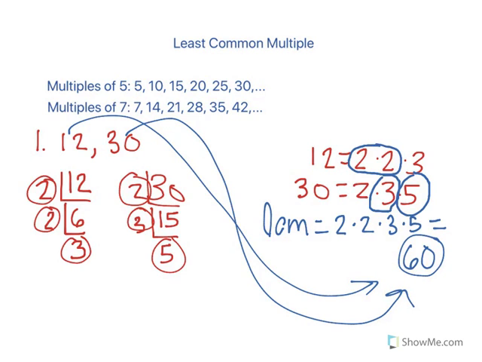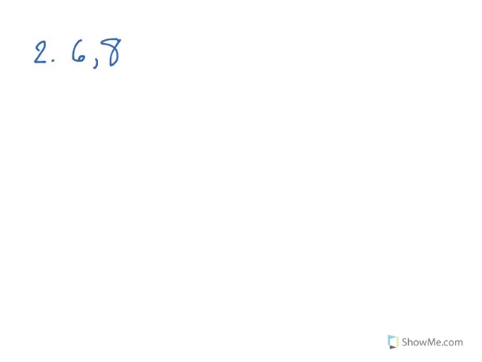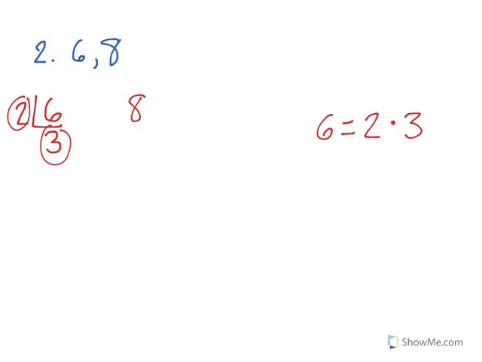All right, let's try number 2. Let's try an easy one, 6 and 8. So I'm going to start with my 6, find its prime factors. 2 is a factor of 6, it goes in 3 times, and I'm done with that. Over here, 6 equals 2 times 3. Now 8, 2 is a factor of 8, it goes into 8 4 times. We can separate 4 into 2 times 2. So 8 equals 2 times 2 times 2.